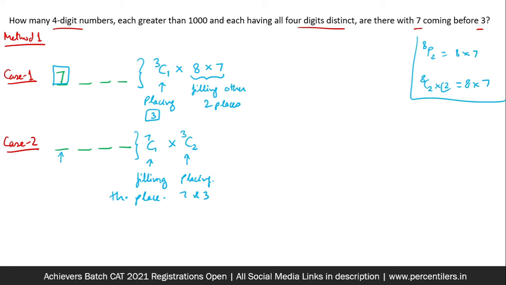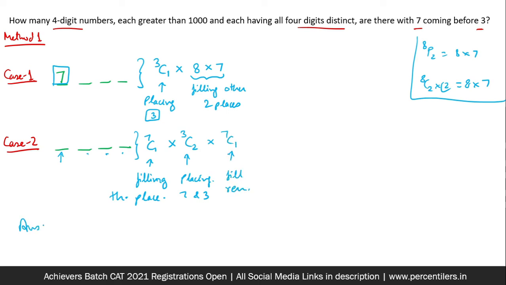Okay, so we have a 7 and 3. We have to place 7 and 3 in 2 of these 3 places, and the number of permutations is only 1. Once you have chosen the places, you have to put 7 on the left and 3 on the right. And then I will have 7 more ways to fill the remaining place.